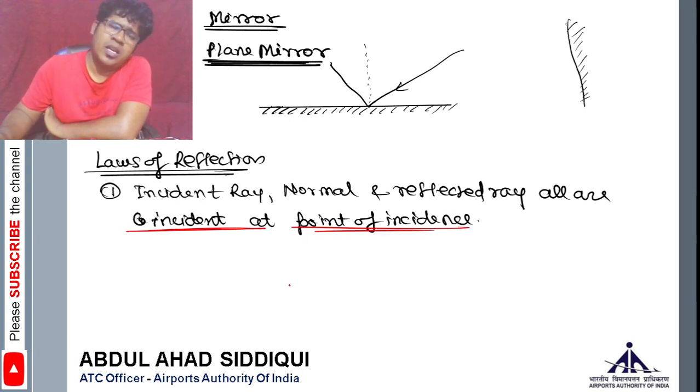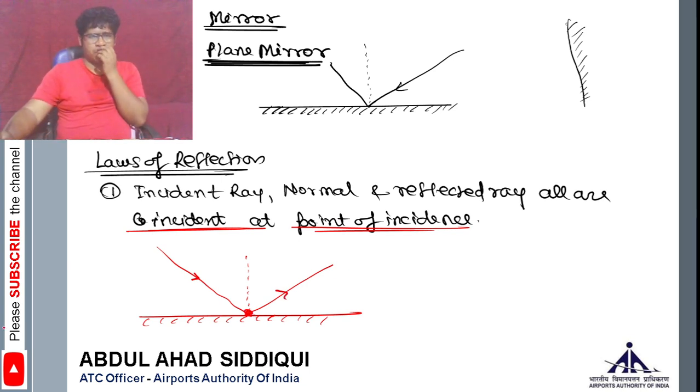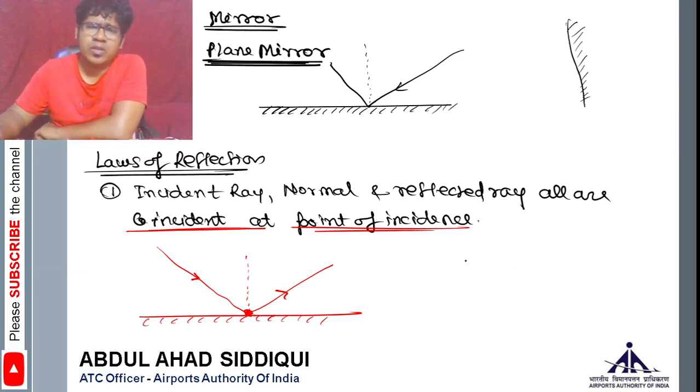It means, let's say this is the mirror. So let's say a ray of light is incident here. This will be known as the point of incidence. So there can be a normal here. Then the reflected ray will be like this. So they all will meet here. Correct? Second law. Second law is, you all know that angle of incidence is equal to angle of reflection.